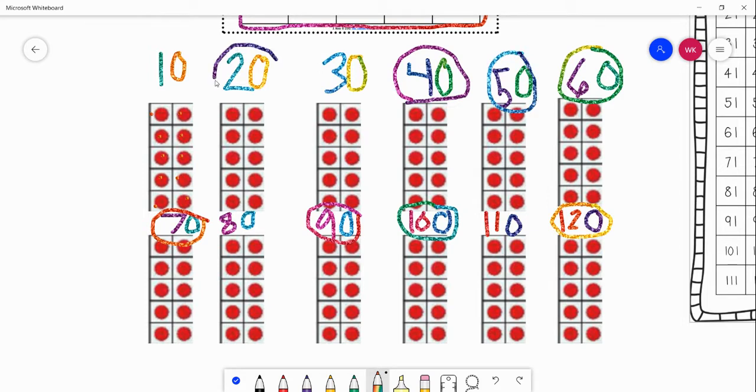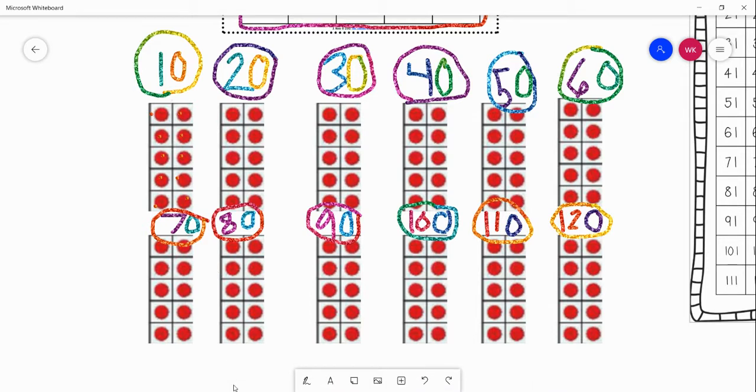If you have 2 groups of 10, you have 20. If you have 3 groups of 10, you have 30. If you have 8 groups of 10, you have 80. If you have 11 groups of 10, you have 110. And if you have one group of 10, you have the number 10. So these are counting by decades.